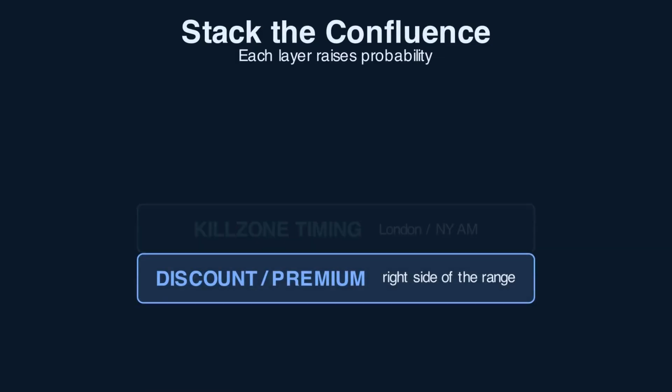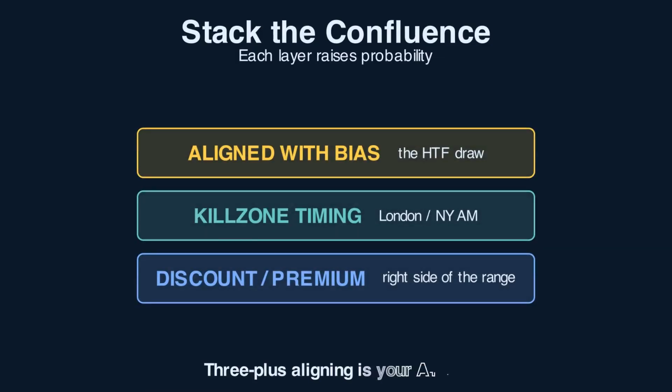Stack your confluences because each one raises the probability. Is the gap in discount for a long or premium for a short? Is price arriving during a kill zone, London or New York AM, when institutional volume enters? Does the setup agree with your daily bias and the higher time frame draw? One factor is a maybe. 3 or more aligning at the same gap is your A+ tier. When these line up, you're no longer guessing, you're trading in the direction the algorithm is already delivering price.